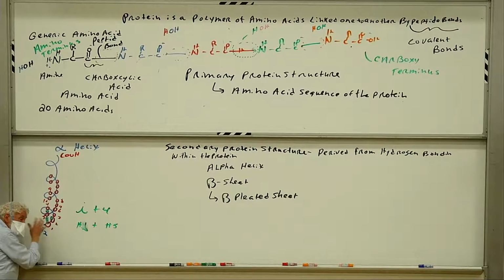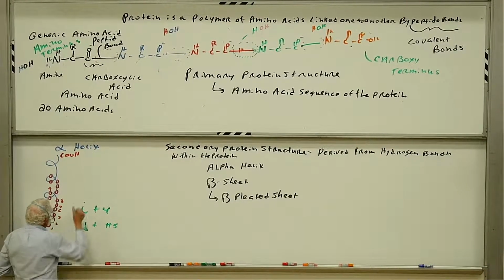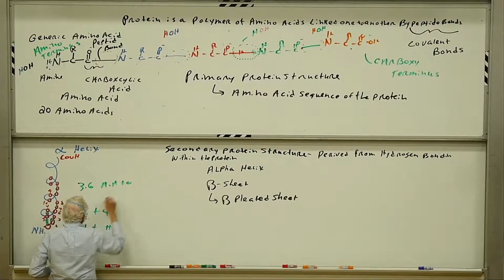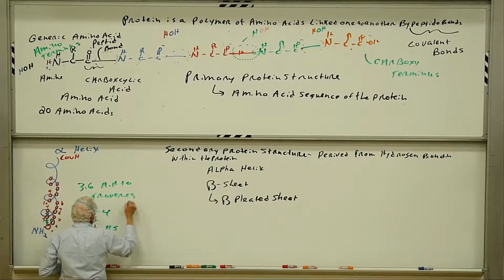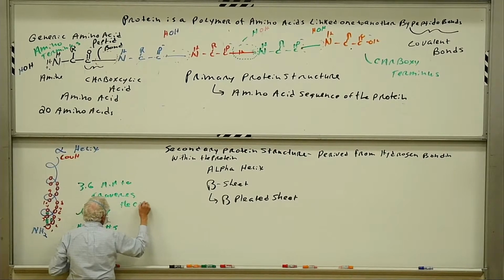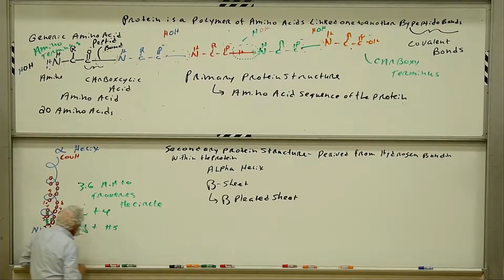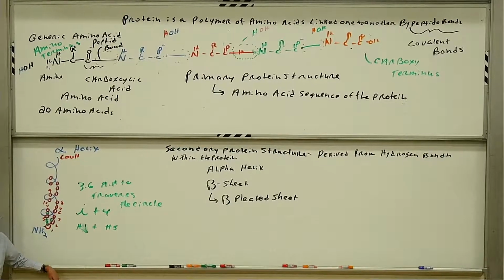Now this arrangement is such that it takes 3.6 amino acids to traverse the circle. Well, what do I mean by that? I think the easiest way to think about this is to think about a spiral staircase. We've all stood on a spiral staircase. We've all climbed a spiral staircase.